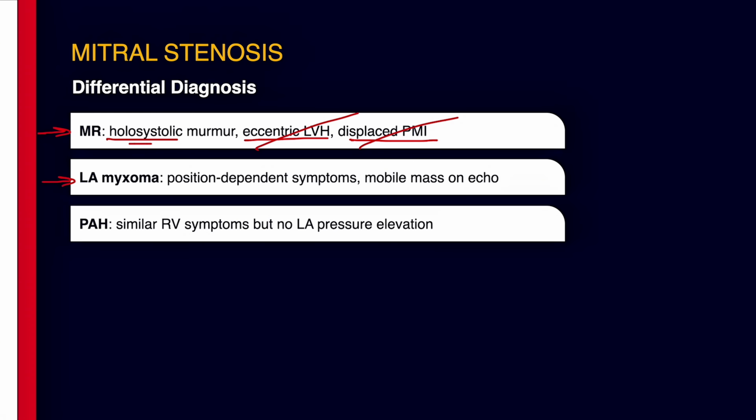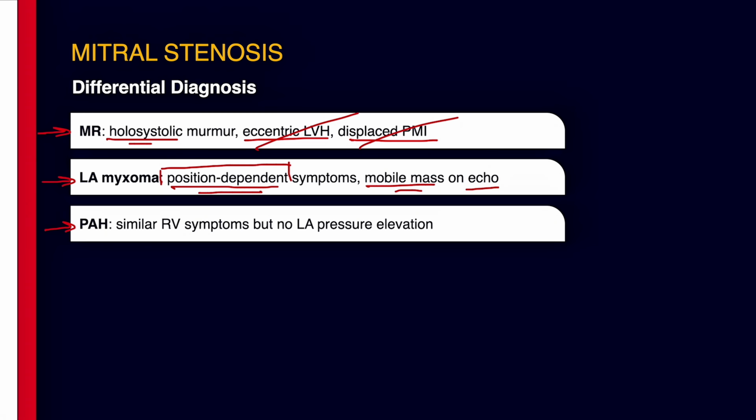Left atrial myxoma. This one is important especially for step 1 vignette. A left atrial myxoma is a benign tumor that sits in the left atrium and can mimic mitral stenosis by intermittently obstructing the flow across the mitral valve. But here's the clue. Symptoms tend to be position dependent. Patient may feel worse when lying flat or better when sitting up, depending on how the tumor moves. And of course, the echocardiogram will differentiate. It's going to show a mobile mass in the left atrium, often swinging into the mitral orifice during diastole.